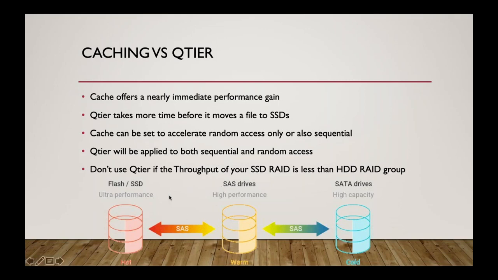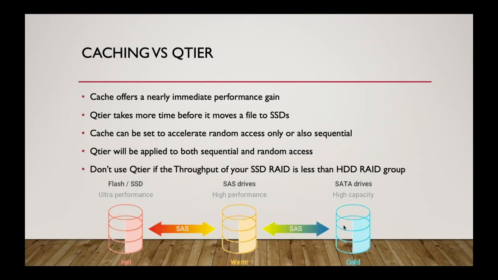Here's a picture of how QTier works. You can have up to 3 tiers: SSD tier, SAS tier, SATA tier. And so your hot data, or your data that is accessed most frequently on average, will be moved to your SSDs. Your warm data, or your data that's used semi-frequently, will be moved to your SAS drives, assuming you have SAS drives. If you don't have SAS drives, there's only 2 tiers. Then your cold data, or data that's used least often, is on your SATA drives.